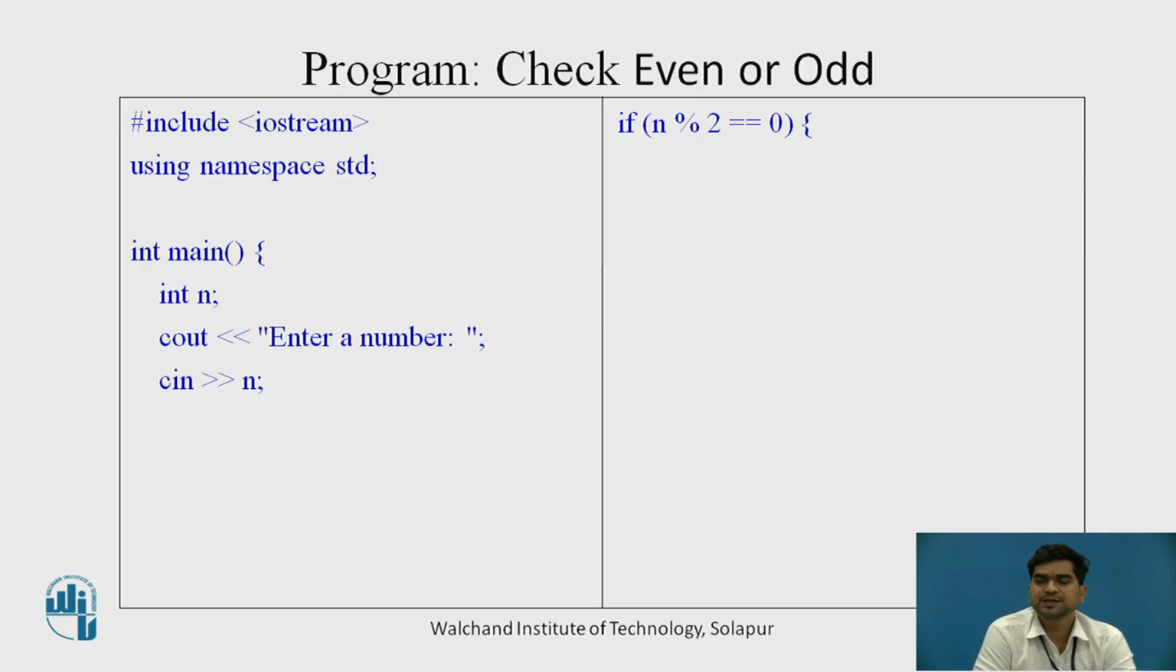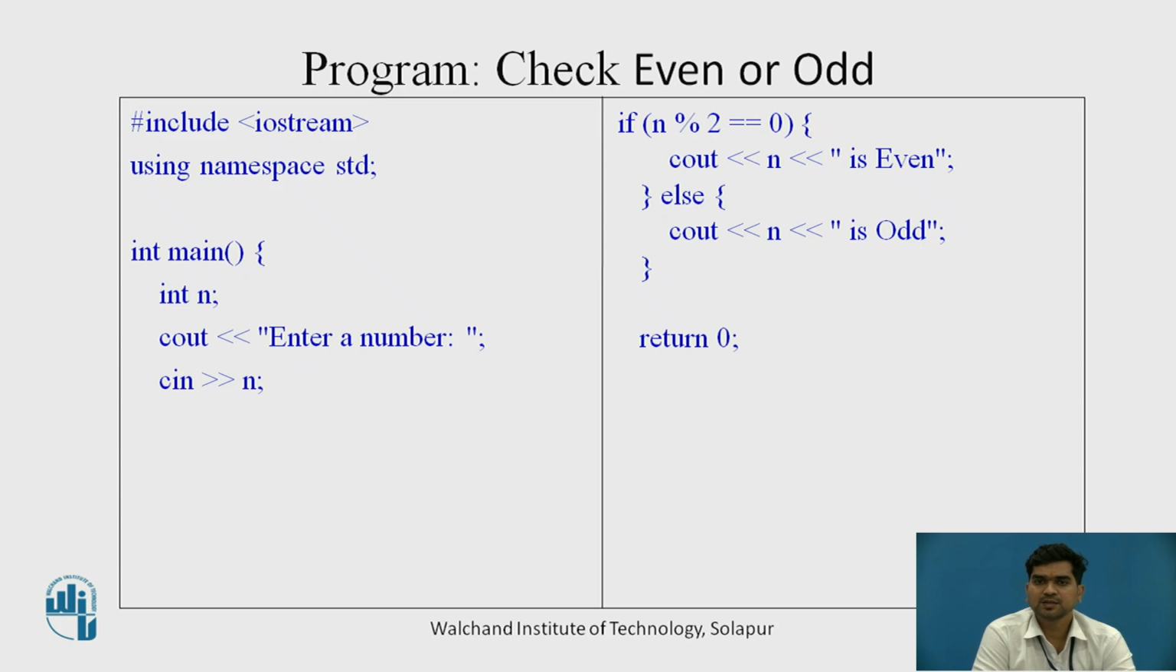Then we provide the condition under the if block: if n modulus of 2 is equal to 0, and the condition is satisfied, then we get the output as even number. If the condition is not satisfied, we provide the else, where the number is odd. So this is a basic example for checking whether a number is even or odd. We end the program with return 0 and the ending curly bracket. In this way we have seen two things in the condition statement: the if block and the if else block.